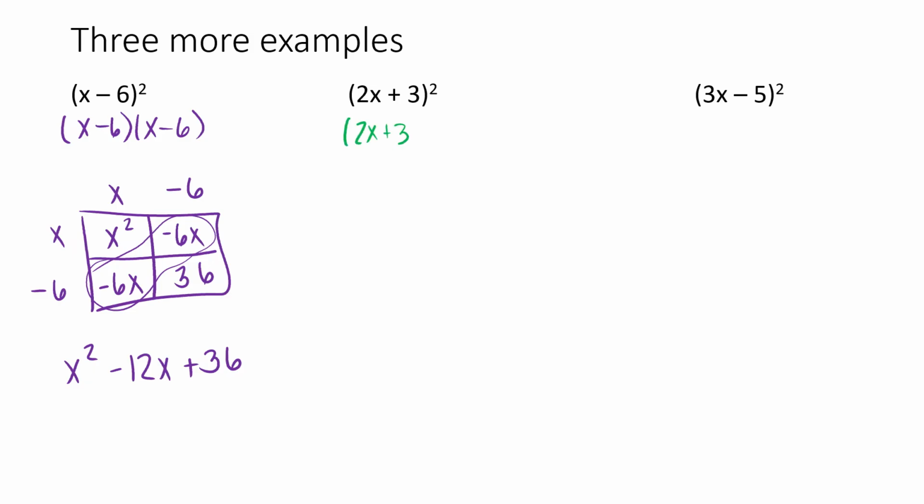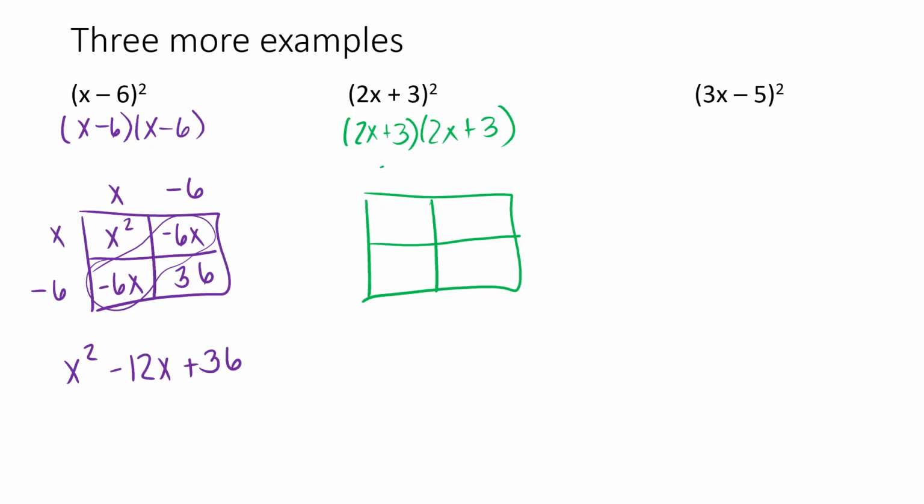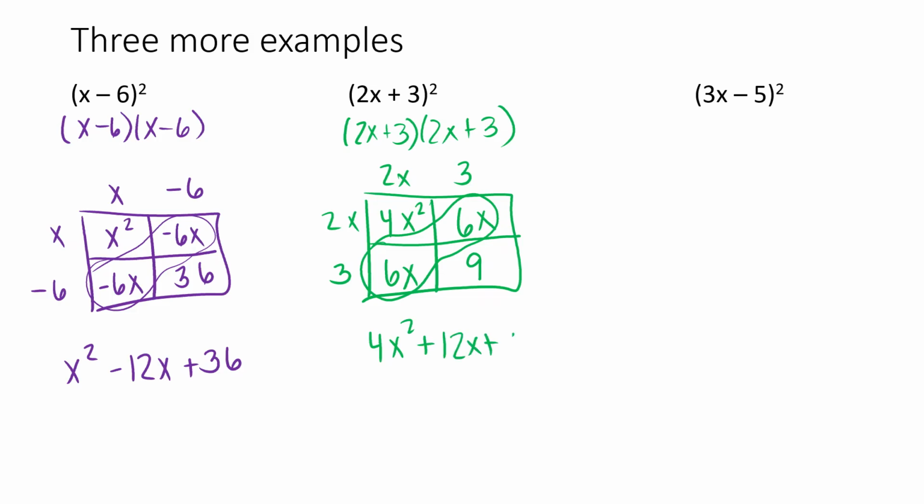Now we'll look at some that look a little bit yuckier. So we'll look at this one. This is all positive, but now we've got a coefficient in front of our x. Just makes it a little more interesting to look at. And we have 2x plus 3 and 2x plus 3. 2 times 2 is 4. x times x is x squared. 2x times 3 is 6x. 2x times 3 is 6x, and 3 times 3 is 9. And again, combining our middle terms there, 6x plus 6x is 12x. And that is also a perfect square trinomial.